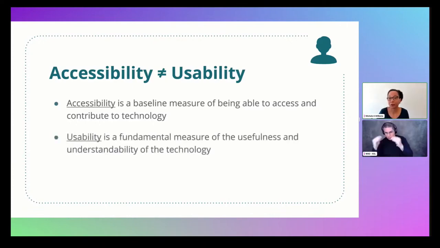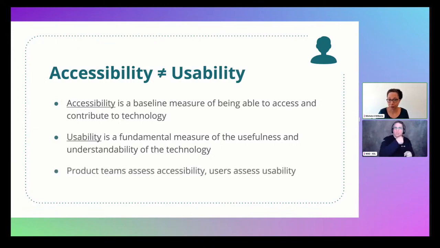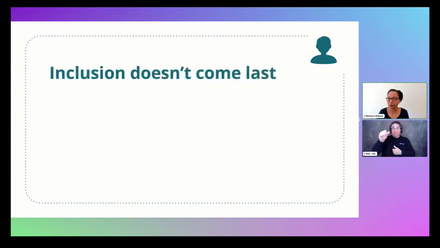Usability is a fundamental measure of the usefulness and understandability of the technology. So in short, product teams assess accessibility. Users assess usability. They are not one and the same. In addition, when we're talking about including disabled participants in research, we have to recognize that inclusion doesn't come last.